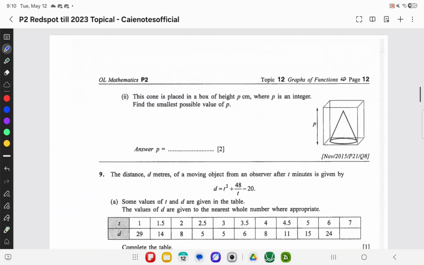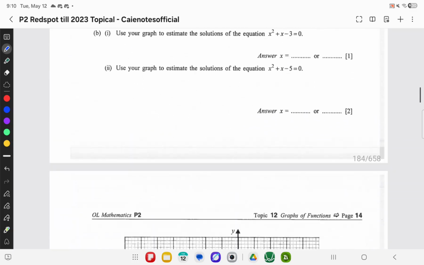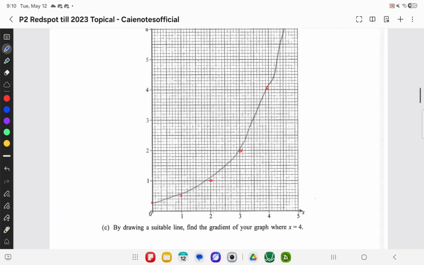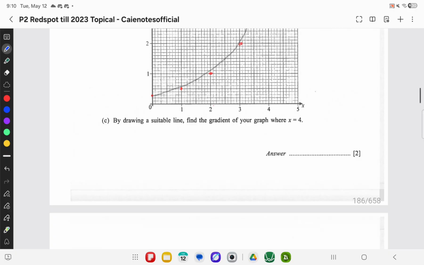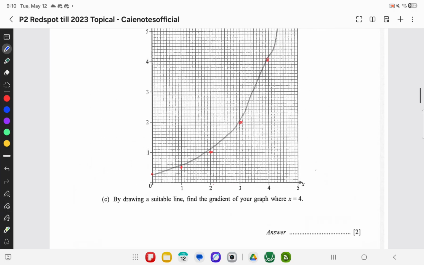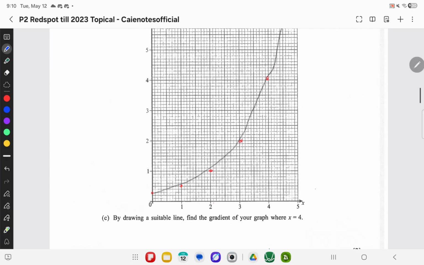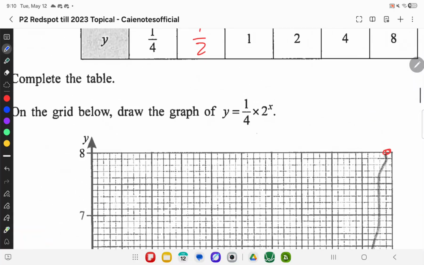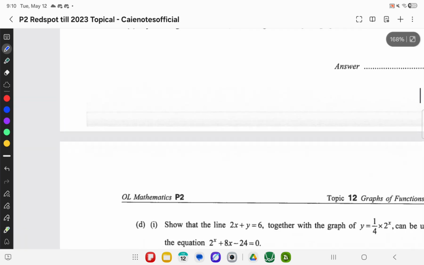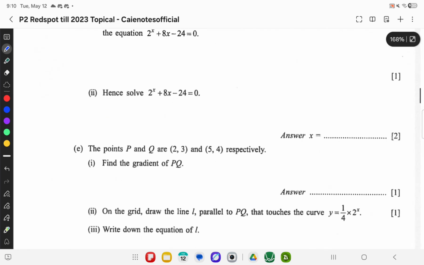Okay, next I want to show you the last bit of questions and you will be done for your life. Just remember how to draw the curves, of course. Find the gradient when x is equal to 4. Not doing a lot, chief, not doing a lot. No worries, 2 marks, I can give it to my nephew.